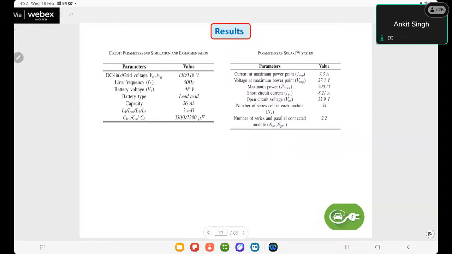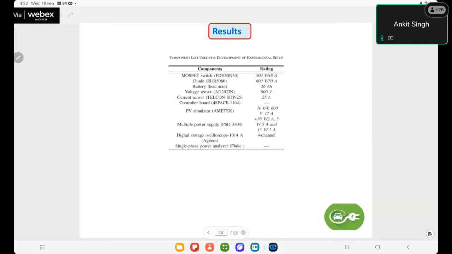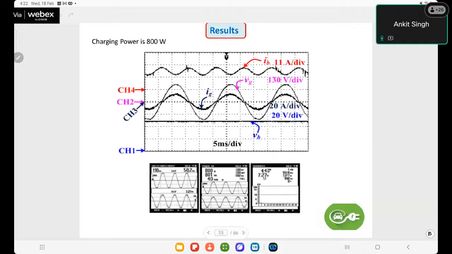Simulation and experimental parameters are there. This is the grid voltage and frequency, battery voltage, battery capacity type, and the passive components and the solar PV parameters. And the hardware components are there. And here again, charging 800 watt is taken as the reference charging power.